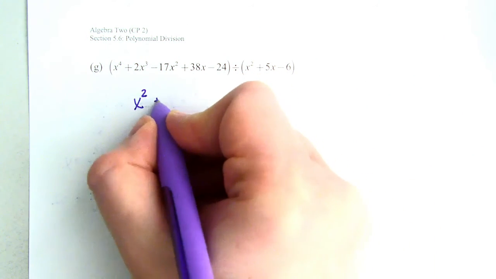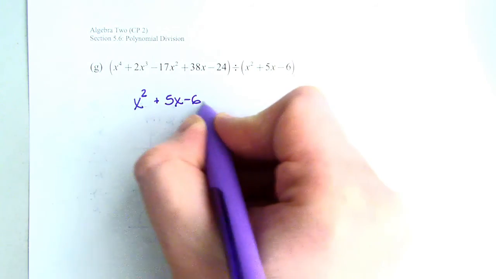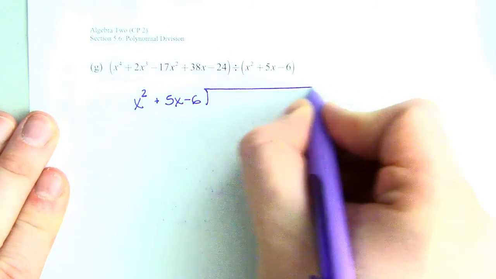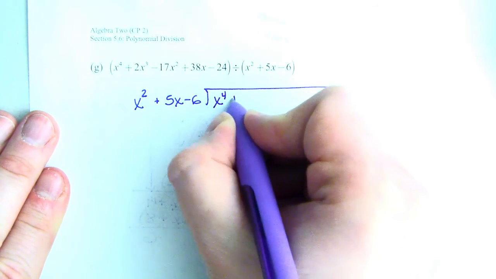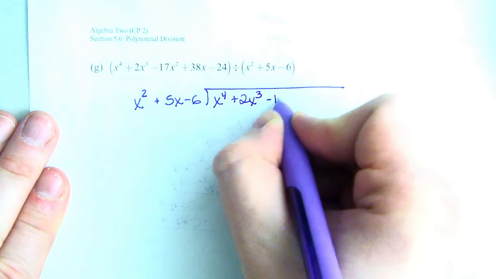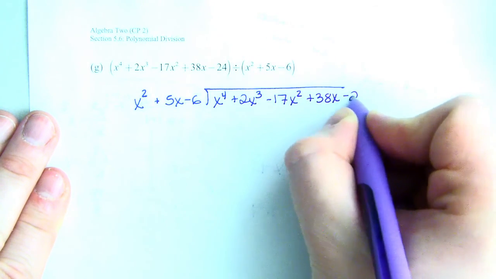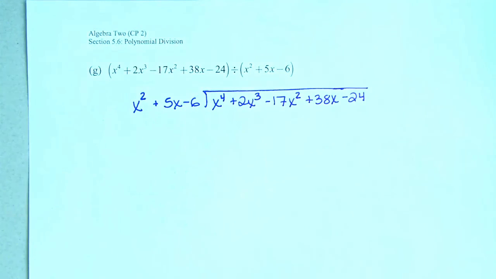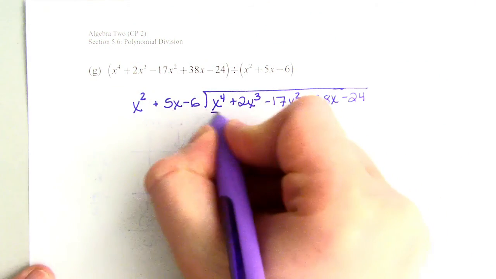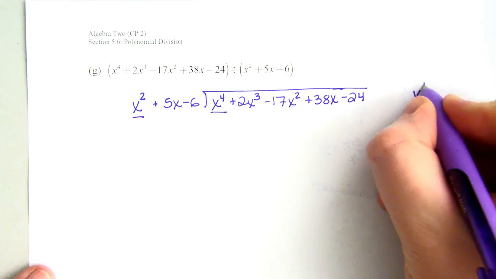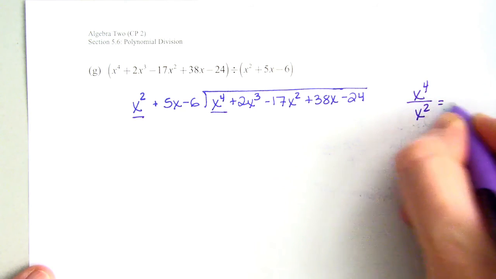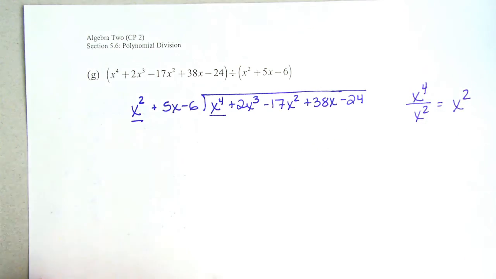I'm going to say x squared plus 5x minus 6, and I'm dividing that into x to the fourth plus 2x cubed minus 17x squared plus 38x minus 24. Our division is the same. Leading term inside by the leading term outside. I'm going to do x to the fourth divided by x squared, and that's going to give me x squared. I'm going to write it above the x squared term, which actually means I'm already like halfway through this thing.